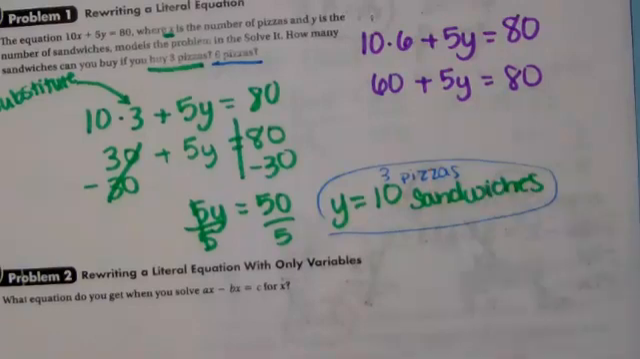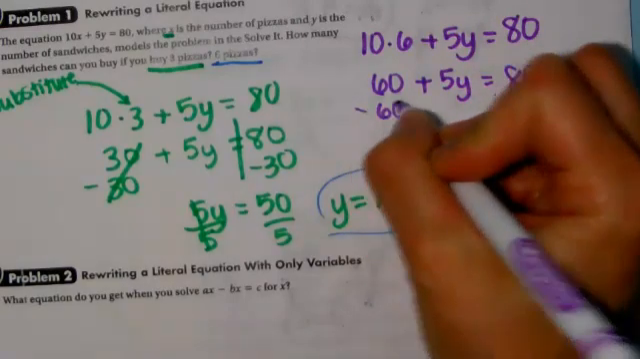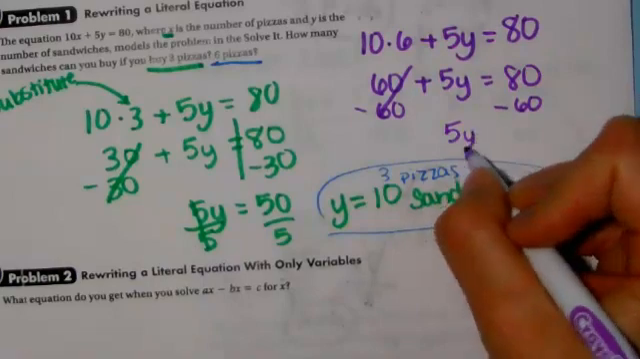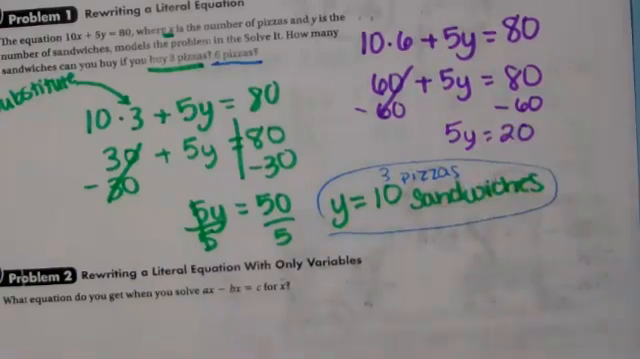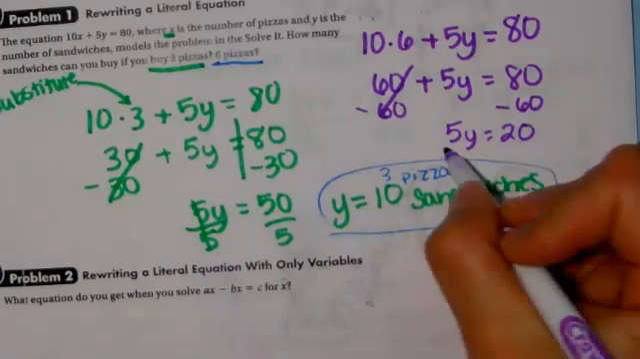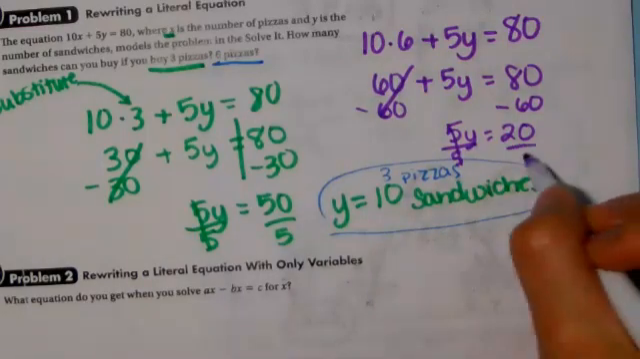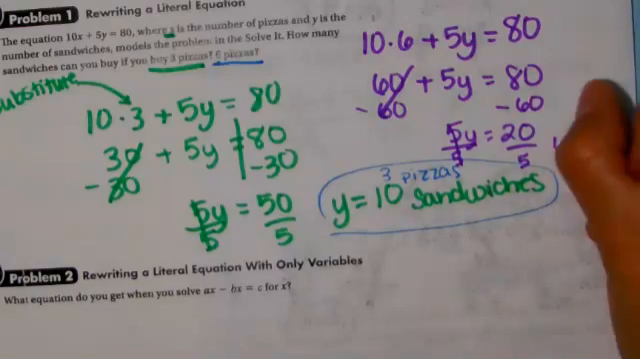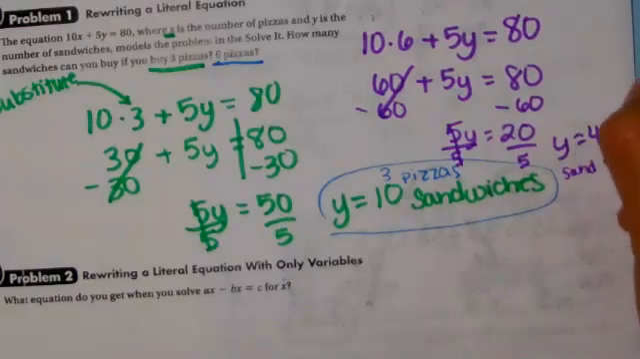Okay, but the math is to subtract 60, right? And then we get 5y equals 20. This is doing it out, right? Then we would divide by 5. And yeah, we got it with our logic, but we would only be able to buy 4 sandwiches.